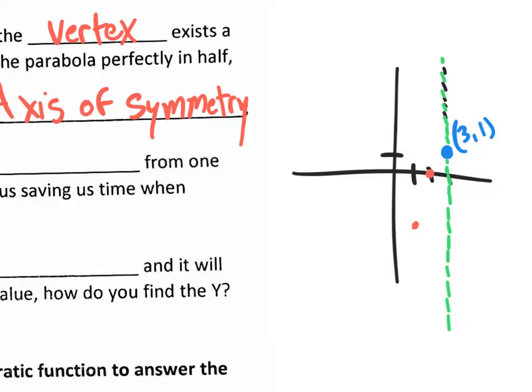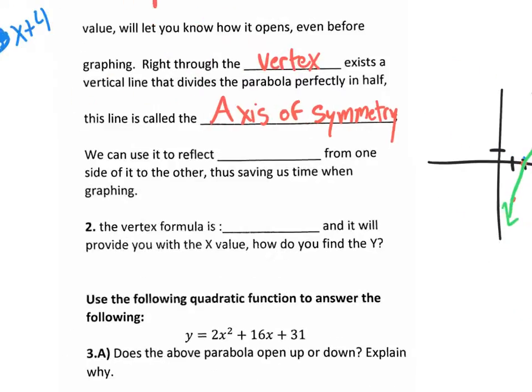So knowing that your axis of symmetry provides a reflection, you'll be able to take this point and move it over here, and take the other point and reflect it over there, thus producing your perfect parabola that goes through those points. So let's go back to over here.